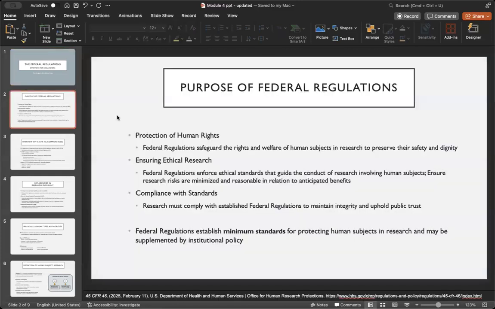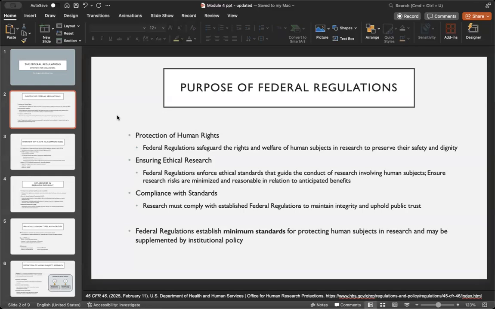So the primary purpose of the federal regulations is to protect the rights, welfare, dignity, and well-being of human subjects involved in research studies. These regulations ensure that research is being conducted ethically and that any risks to participants are both minimized and reasonable in relation to the potential benefits of the research.